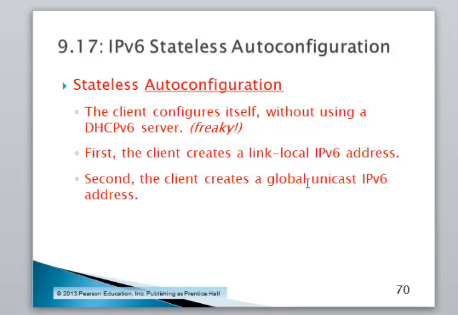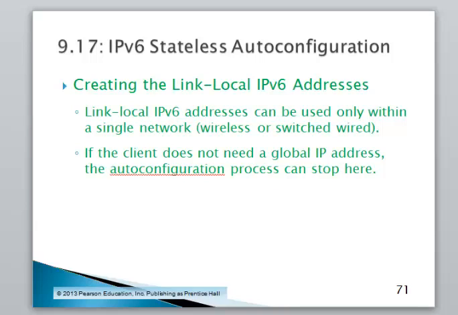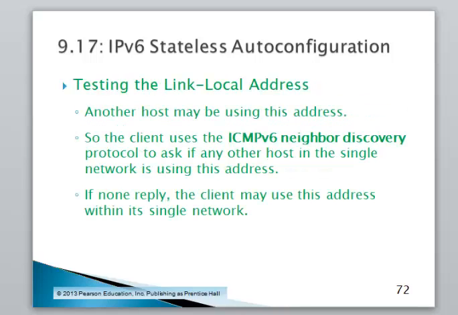And then it creates a global unicast IPv6 address for the second half of the address. In fact, if all you're doing is passing traffic on a local area network, on a LAN, all you need is that link local address. But if you're going out over the internet, you need to configure the rest of the address, that second half of the address. And the way it does that is with this new protocol, ICMP version 6, neighbor discovery.